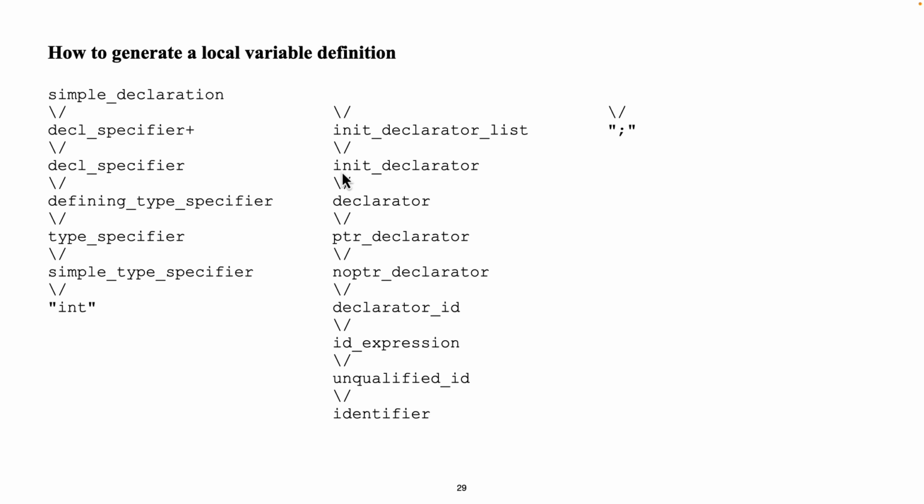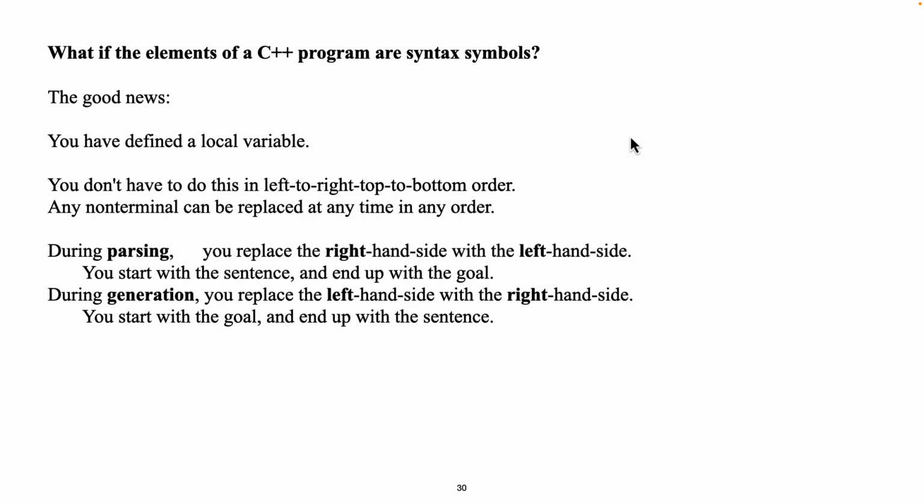Here's a summary of everything we've done with these symbols here, meaning is replaced by. So the first one is replaced by 3, and then each one is replaced going down to a terminal. That's a terminal. So int identifier semicolon is at the bottom. So that's as far as we can go. The good news is we've achieved our goal. We have defined a local variable.